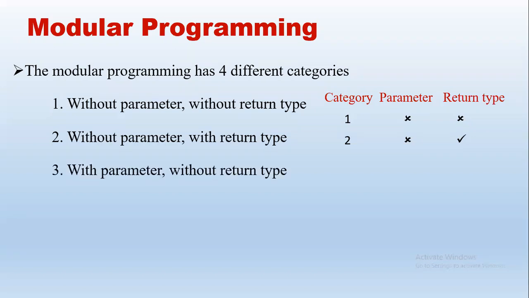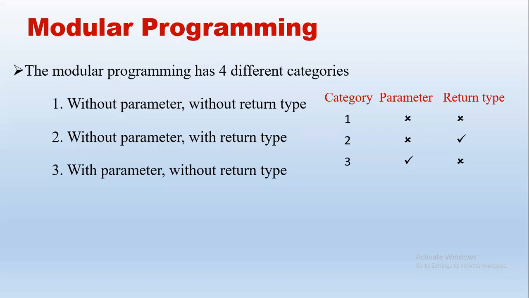The third one is with parameter but without return type. With parameter means we have to pass the parameter. We have to take input in the main, if we are calling in the main, and then pass that parameter. The parameter which is passed becomes the actual parameter. But the function will not return back any answer.